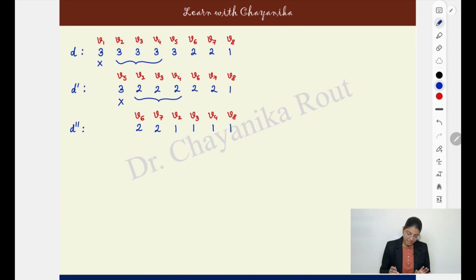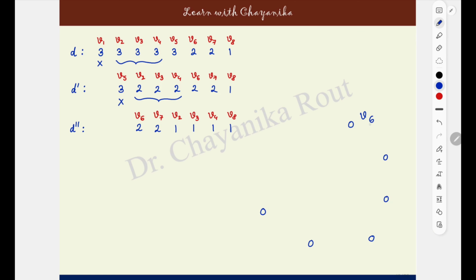As I can see, D double dash is having 6 vertices in total. So I draw 6 vertices, name them V6, V7, V2, V3, V4 and V8. Okay. Now out of these, V6 and V7, they have degree 2 each. So I can make the degree value of V6 2 by making it adjacent to, suppose, V7 and maybe V8. Okay. V7 also has degree 2, so make it adjacent again to V2. See, V6 and V7 are having degree 2 each, and rest all will have degree 1. See, V8 and V2 are already having degree 1.